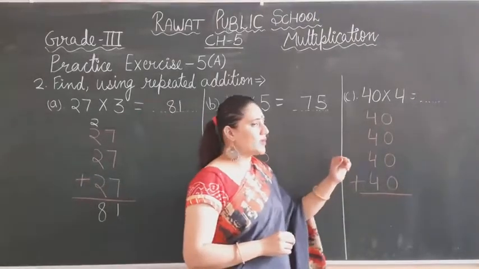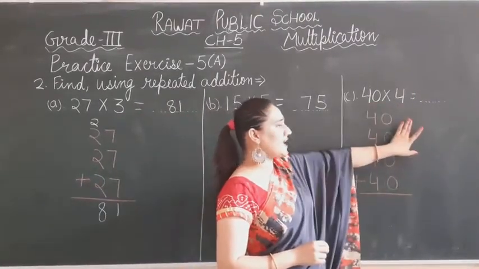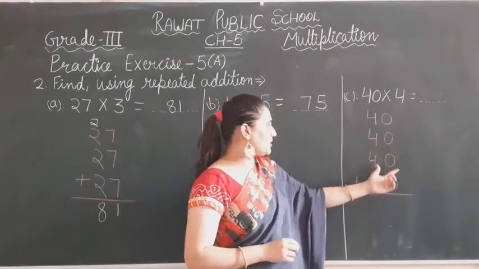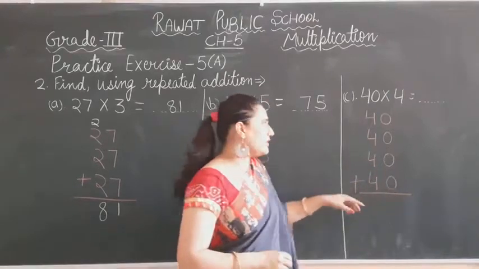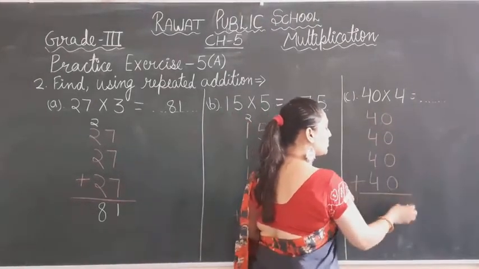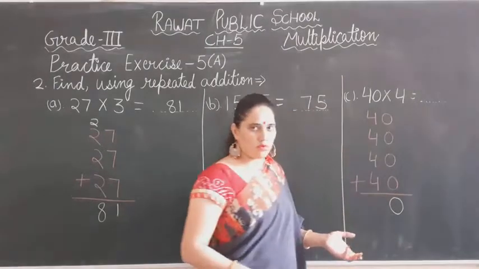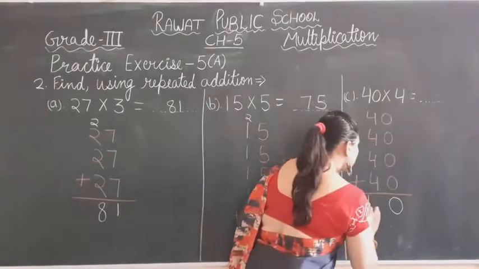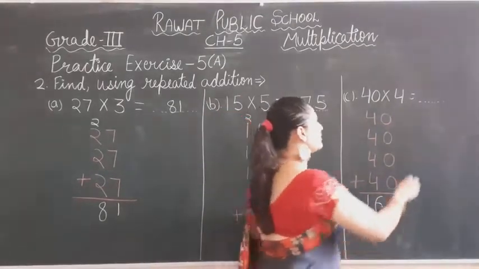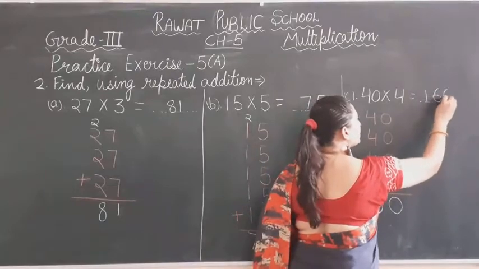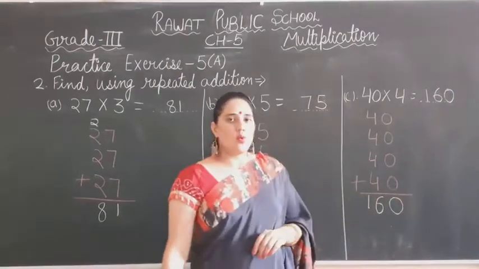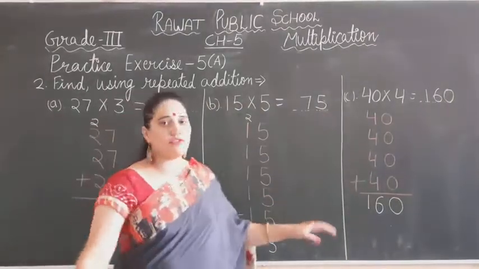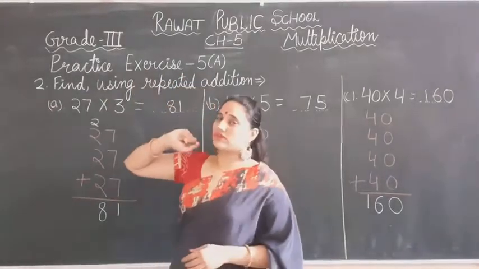Now we come to the next question. It's 40 times 4. So 40 plus 40 plus 40 plus 40. Shall we start? 0 plus 0 plus 0 plus 0 becomes 0. Now 4 plus 4 plus 4 plus 4 becomes 16. So my answer is 160. This is question number A, B and C of practice exercise 5A in your book.